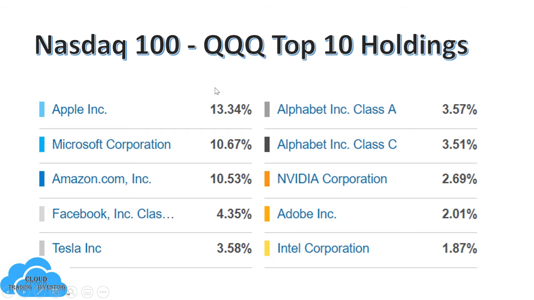QQQ's current price is only about 200. If you have a $2,000 account, you can buy 10 shares of QQQ, which means you are holding a basket of good companies at the same time.